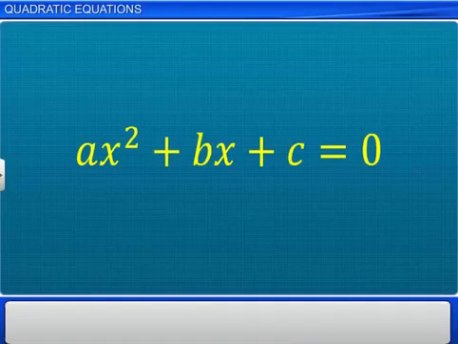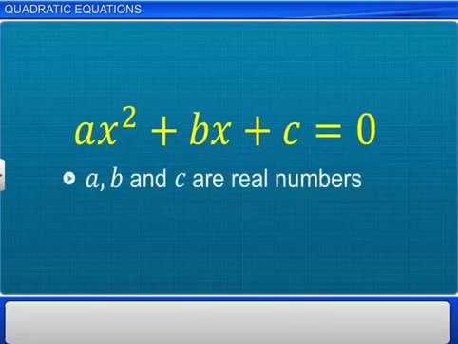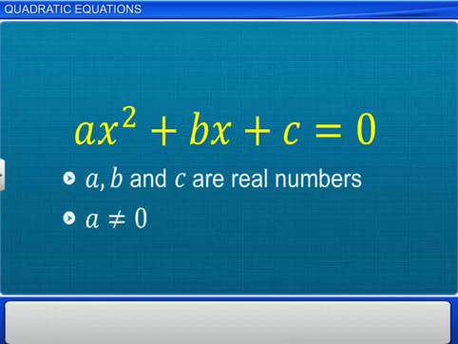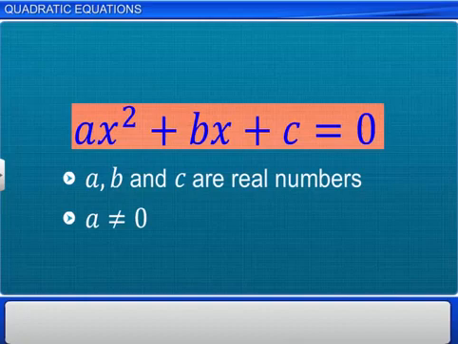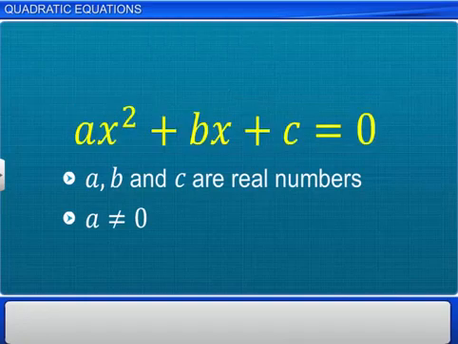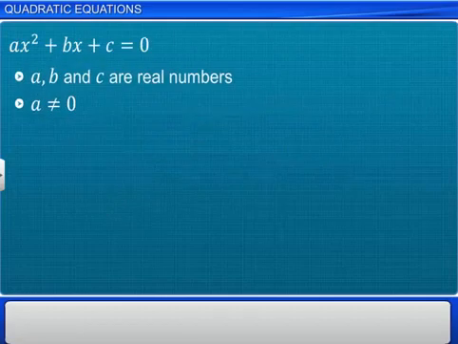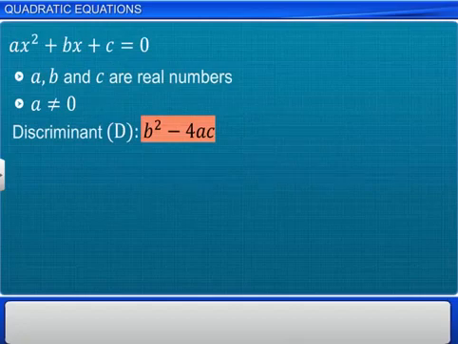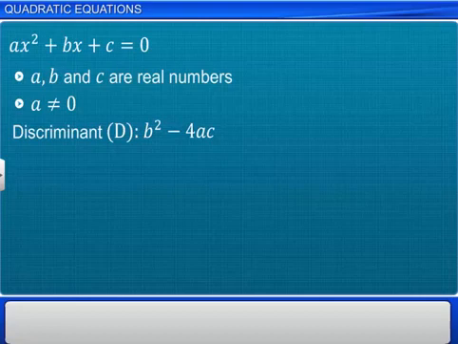An equation of the form ax squared plus bx plus c equal to 0, where the coefficients a, b and c are real numbers and a is not equal to 0, is called a quadratic equation. In a quadratic equation, b squared minus 4ac is called the discriminant of the quadratic equation and is denoted by the capital letter D.